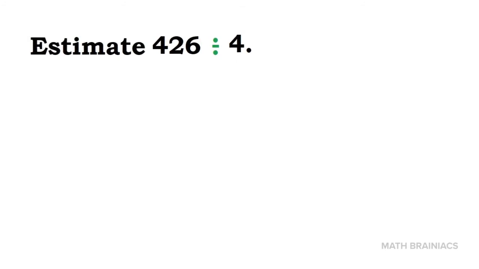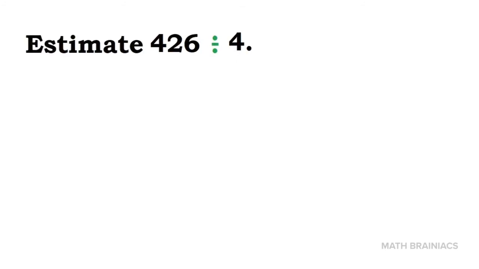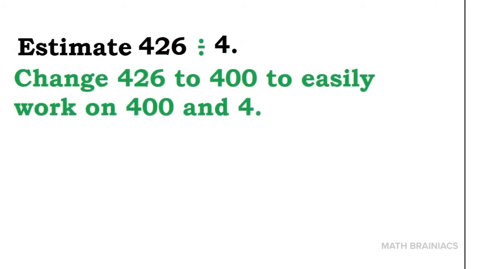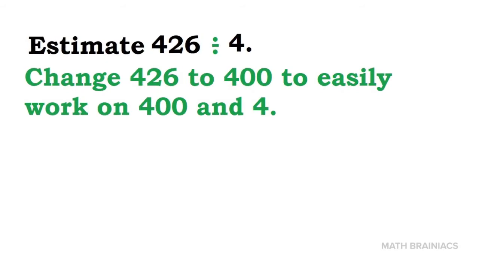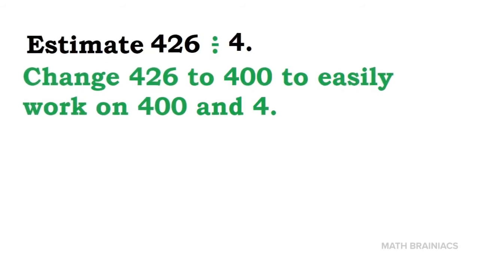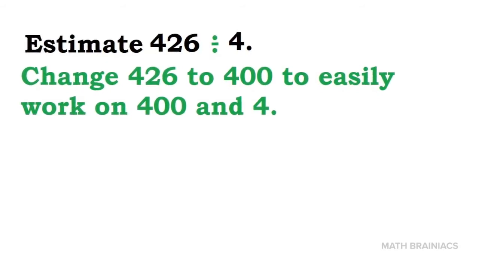Let us work on this example so that you will be guided. Estimate 426 divided by 4. We can round off 426 to the nearest hundred, which will give us 400, so that we can work easily on 400.